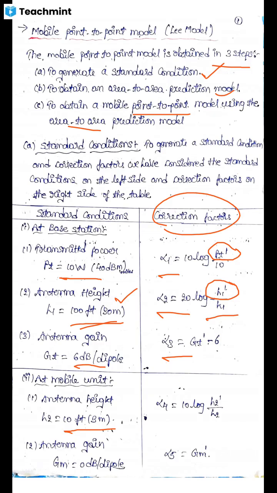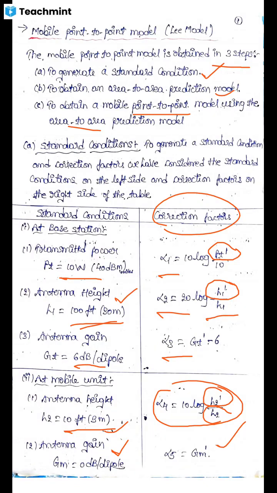Then I will apply the correction factor, that is alpha 4. Alpha 4 is equal to 10 log h2 dash by h2. Here h2 dash represents the change in the height of the mobile unit and h2 is the actual height. The standard condition I had taken here is 10 feet. And the antenna gain is given as 0 dB per dipole, and the correction factor is given as gm dash. These are the standard conditions I will take at the base stations or at the mobile unit to find out the path loss curve.